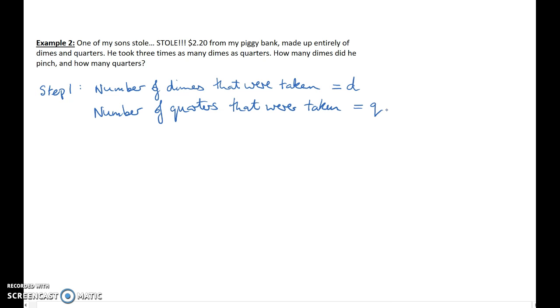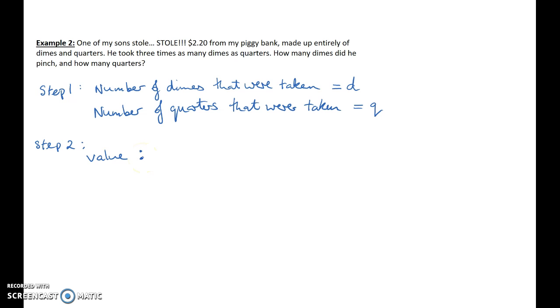Okay, the second step is to read the information given in the question and write down 2 equations. Now, the first part of this question says that he stole $2.20. So we're talking here about the value of the money. So the first equation we're going to have is to do with the value of the money.